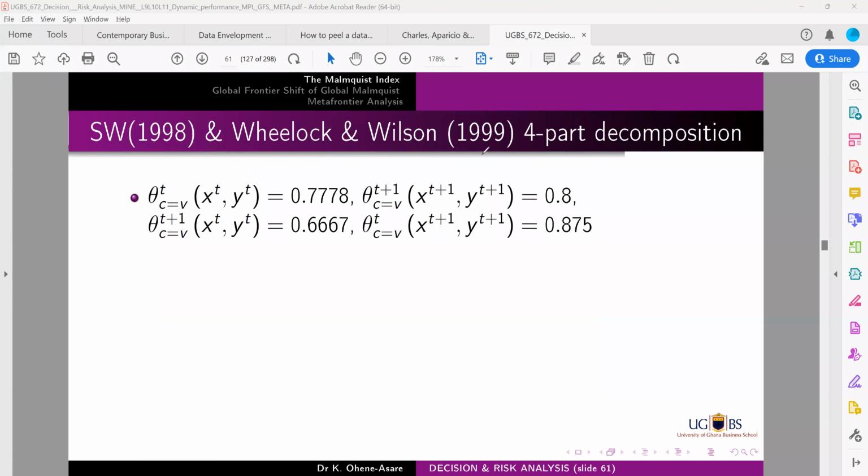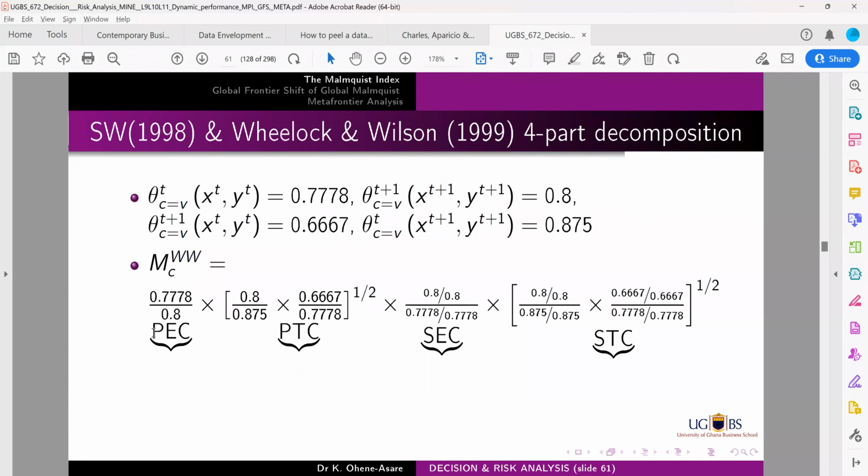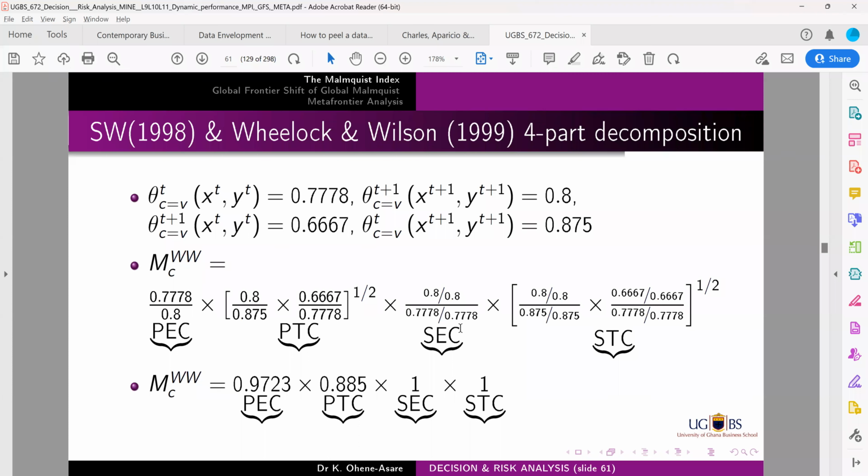All right. So when you substitute it, this is what you get. The pure efficiency change, pure technological change, scale efficiency change, scale technological change. This is what you get. And when you now break it down, you get these. At this stage, you can take the reciprocal so that they become clearly interpretable. When you take the reciprocal, this one is still going to give you 1.028. This will give you 1.13. So again, you can see that the main driver of productivity will be the pure technological progress.